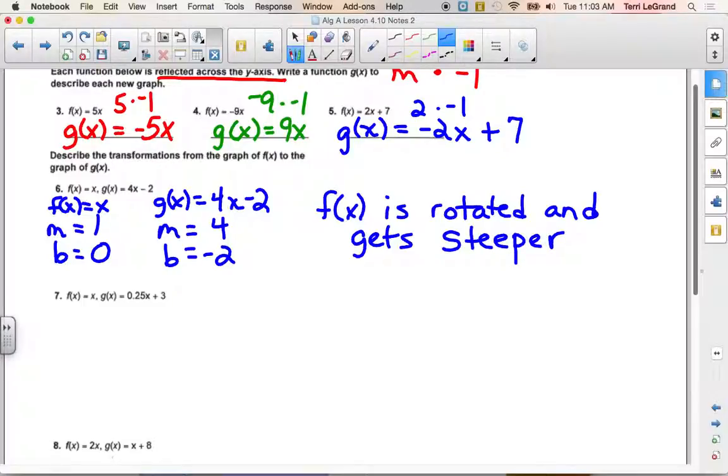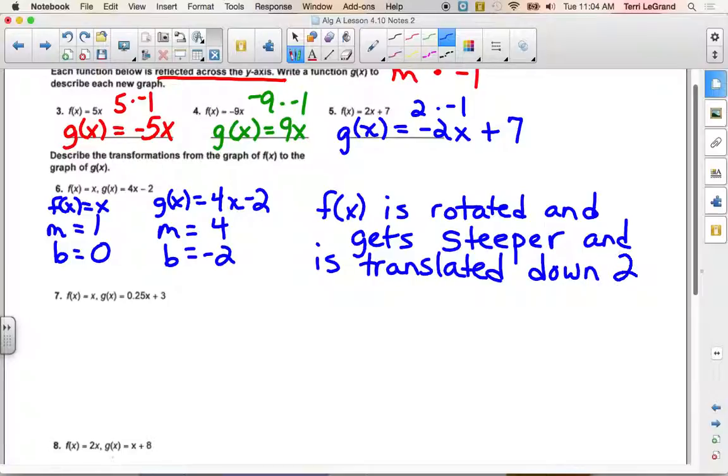How do we know it gets steeper? Josh, how do we know it's steeper? Yeah, 4 is bigger than 1. If the slope got bigger, then that means it got steeper. Okay, so is that the only thing that would happen on this graph is a rotation, Ariel? A translation happened, and how do we know that? Because the y-intercept changed, so we're going to say and is translated, how? Down 2, it went from 0 to -2, so we went down 2.